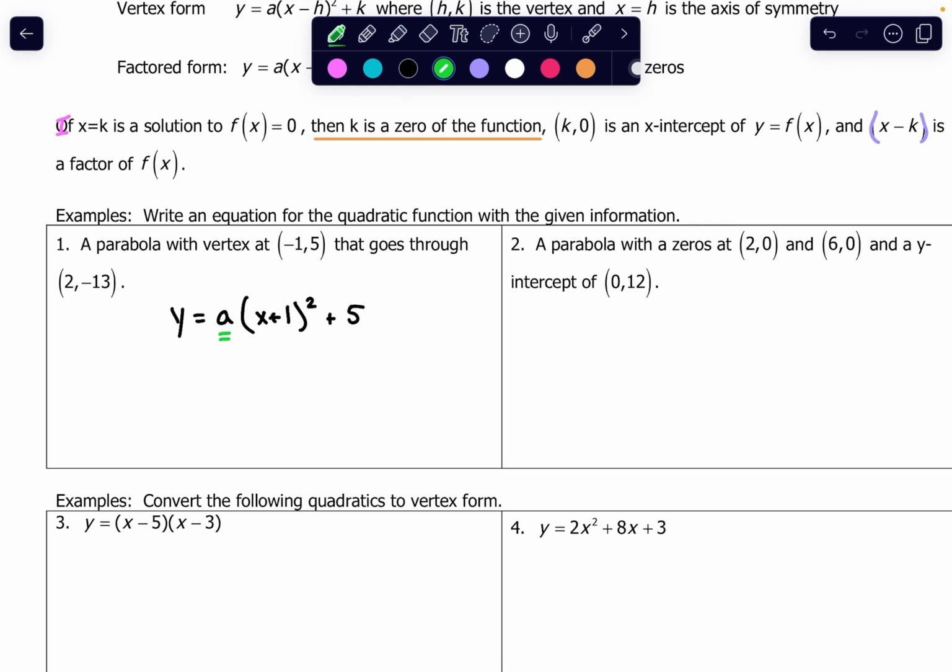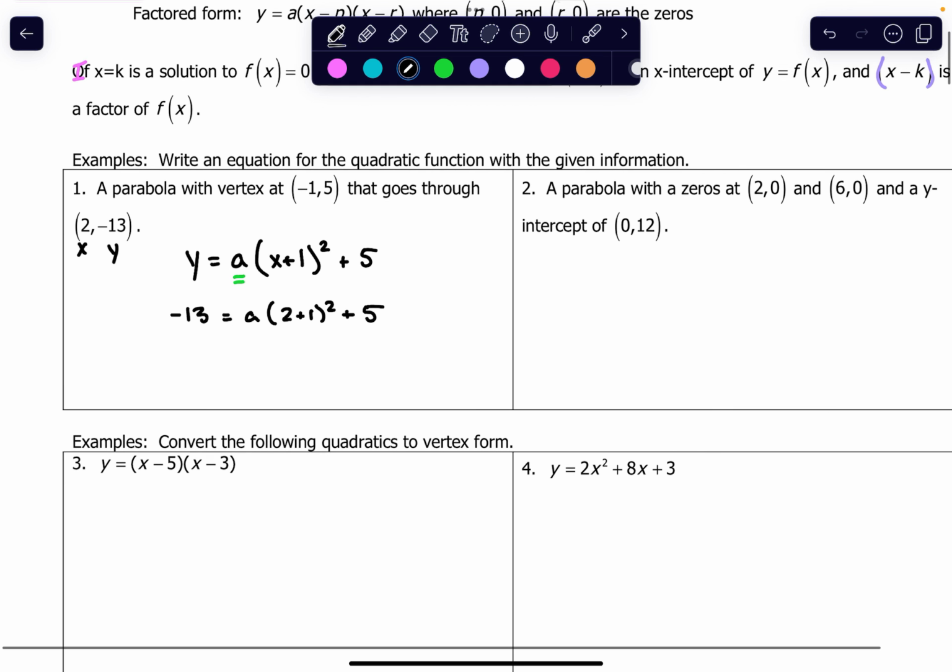And we're going to solve for this last piece of information by substituting x and y from this random point. We've already incorporated the vertex into this form, so that's why we're plugging in these. The y coordinate gets substituted in for y, and the x coordinate gets subbed in for x.